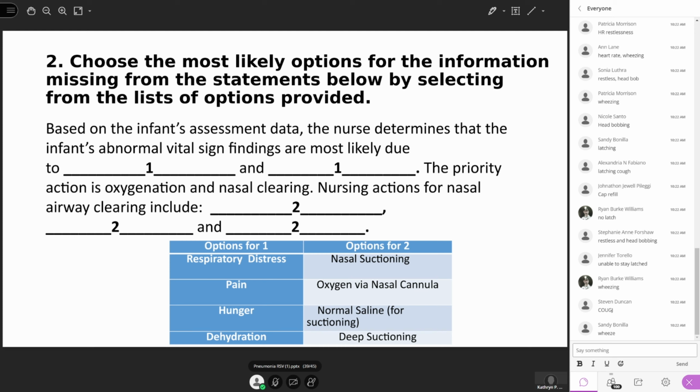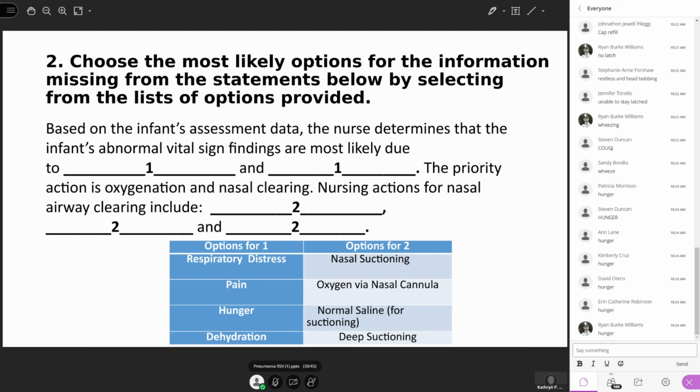So there's three things. There's one you're going to omit. What would you omit for number 1? Yeah, probably hunger. Okay. So for number 2, okay, the priority action is oxygenation and nasal clearing.